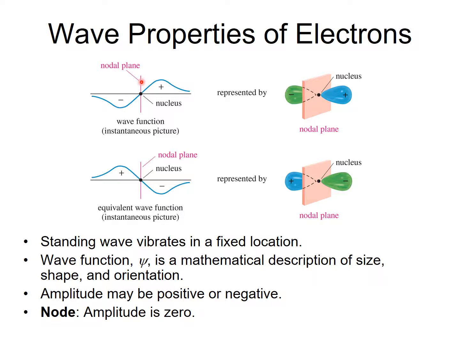This is known as a nodal plane. The nodal plane is at 0, not positive, not negative, just at 0. That means there is zero possibility that the electron is located here. So the electron would be here, or here, but it would not be in the middle because it has a nodal plane there. So here's my nodal plane. The electron is not there.